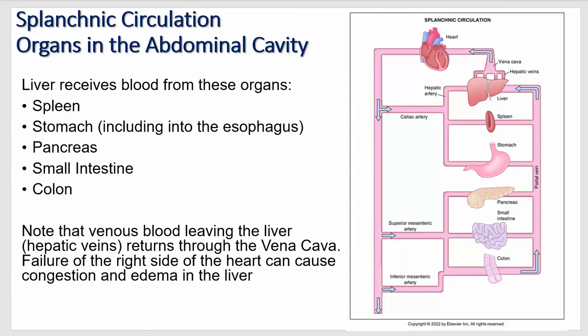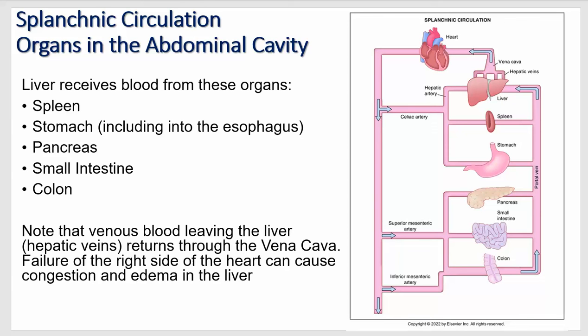All right. So this is just showing the circulation of it. So splanchnic, which is just organs in the abdominal cavity. This is showing how this takes place. So movement from the stomach, from the spleen, from the pancreas, small intestine, colon. So the liver receives blood from these organs, and we need to know these: the spleen, stomach, pancreas, small intestine, colon. And I did put a note here.